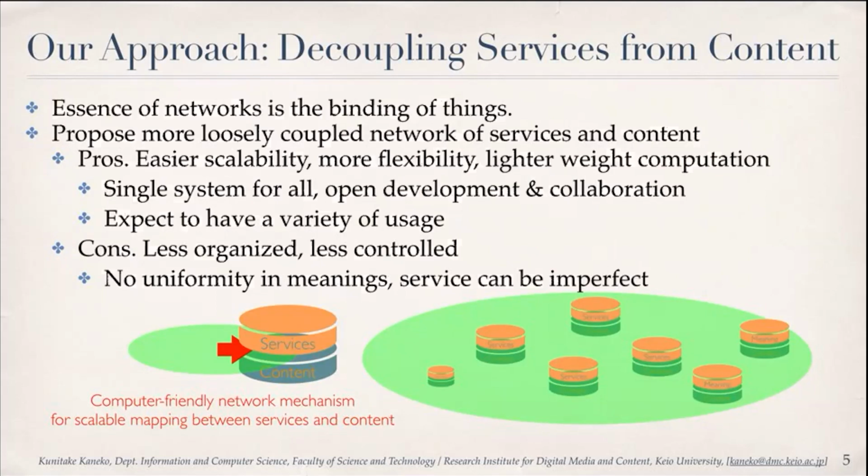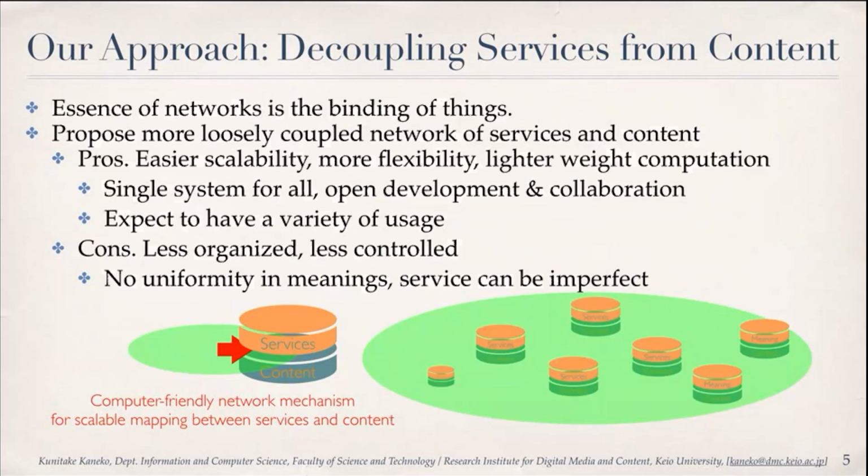In between the service and the content, I want to insert a network mechanism. What is the essence of the network? Network function is a binding of things. It's not a tight binding, tight coupling. It's a loose coupling, and then it will create flexibility between one side and the other.